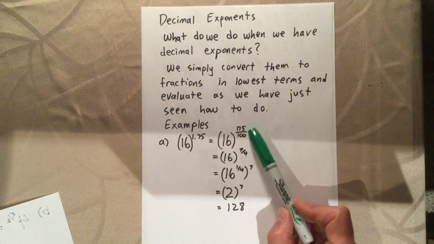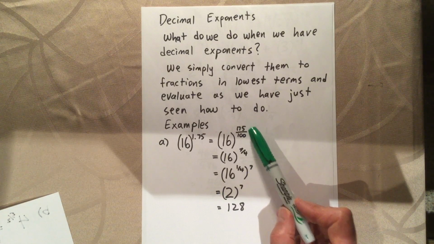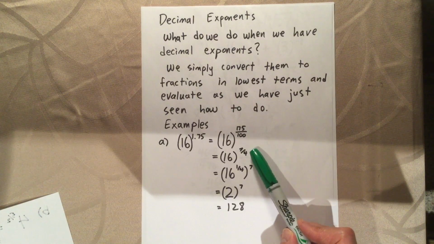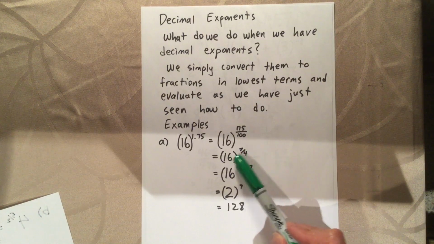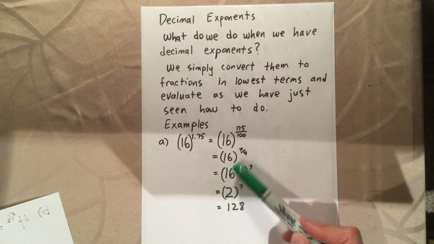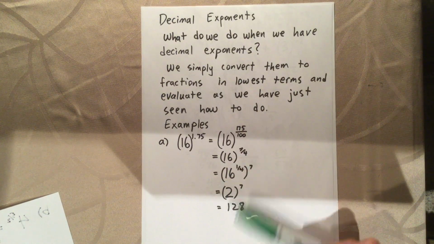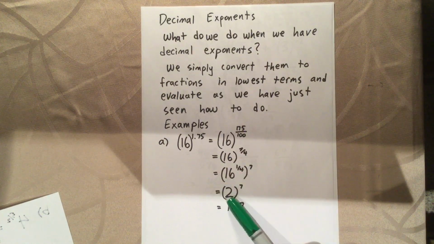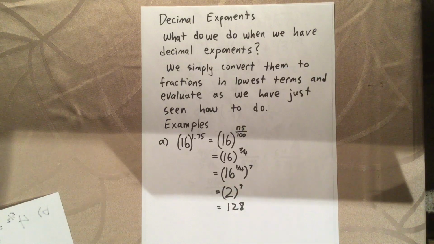But we have to reduce this exponent. So 175 over 100 is the same as 7 over 4. So we have 16 to the exponent 7 over 4. Well, that's like saying 16 to the 1/4 to the exponent 7. 16 to the 1/4 is 2. We've got 2 to the exponent 7, and that is equal to 128.